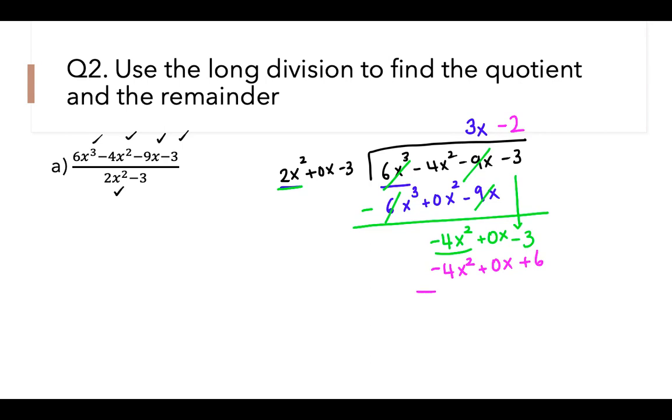So therefore, negative 4x squared minus negative 4x squared, right? So you're going to subtract always. So they cancel out. And then 0x and 0x cancel out. And negative 3 minus positive 6 is going to give me negative 9. Okay, so we found everything here. So let's identify: this 3x minus 2 is the quotient. Negative 9 is the remainder.